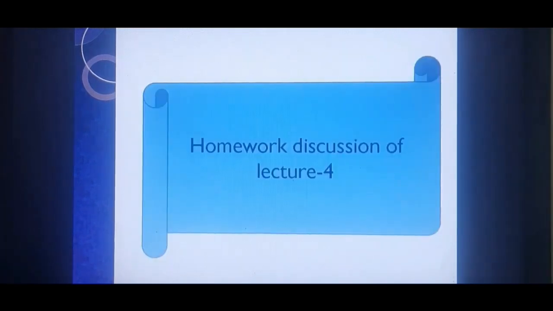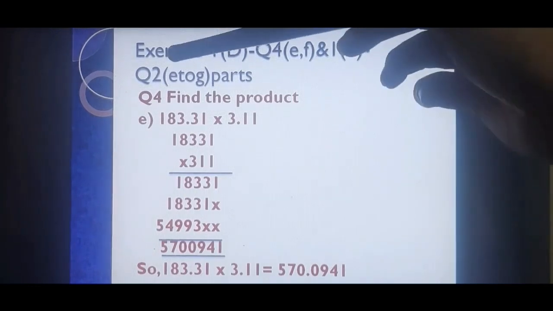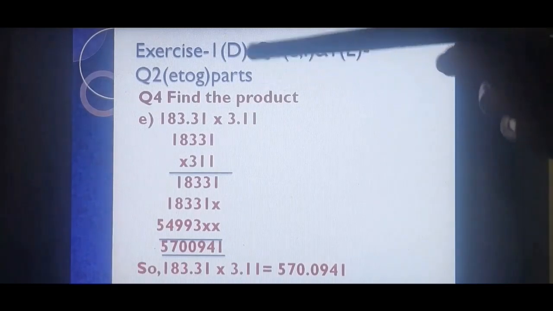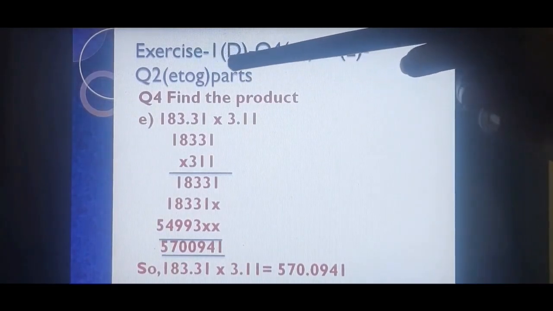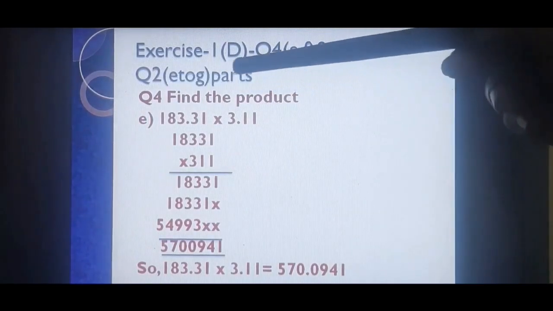Now we will do homework discussion of lecture 4. So take out your practice notebooks because you have to check your homework. It was your homework question 4 E and F part of exercise 1D, and question 2 E to G parts of exercise 1E. If you have done these parts E, F, G in your book, then you can take out your book also. Let's start with the fourth question.